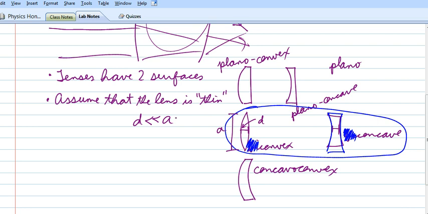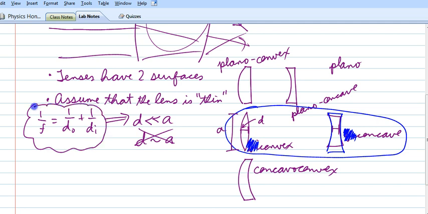Once the thickness of the lens is more on a par with the size of the lens, then you're going to have to use a different equation. The mirror equation that we used previously, namely 1 over f equals 1 over d_o plus 1 over d_i, is for when we have a, quote, thin lens. Otherwise, we can't really use it.